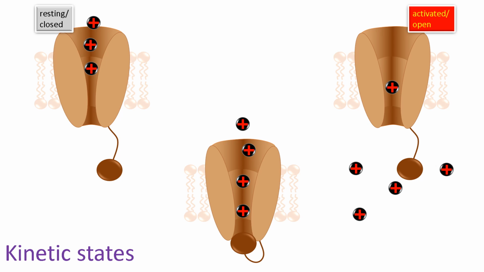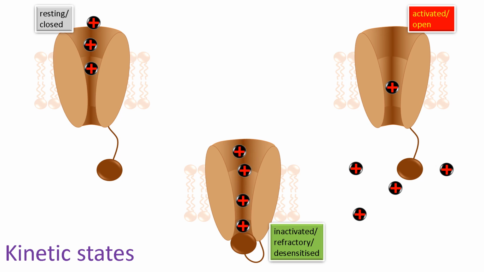Ion channels can adopt a third state known as an inactivated state, a refractory state, or a desensitized state if it is a ligand-gated ion channel. In the inactivated state, the channel is still open, but a conformational change in the channel protein results in blockage of the pathway through which the ions travel, so ion flow is prevented.